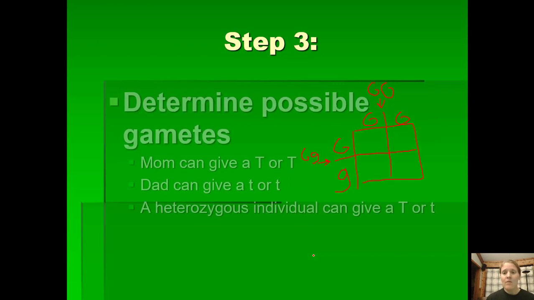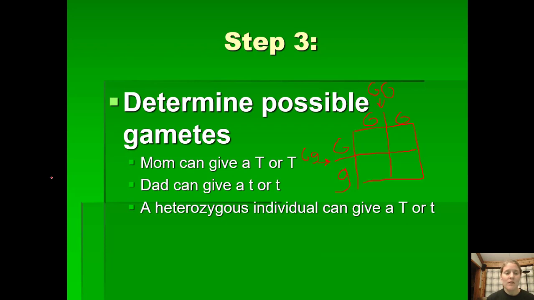Step 3 is to figure out what the possible gametes are. So what can mom and dad give in their eggs and sperm? In this case, the eggs can be either big G or big G. They're only going to pass on one of their traits as we undergo meiosis and pass on just one of those chromosomes. Dad is going to provide either a big G or a little g. We're going to put those on the outsides of the square representing the parent gametes.